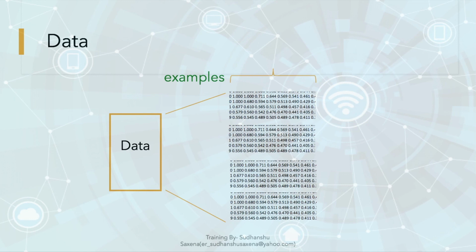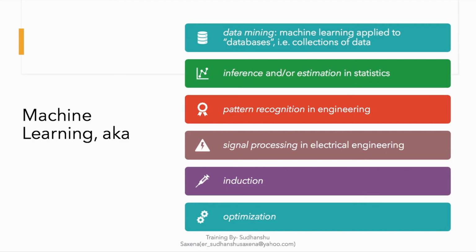Now, machine learning is being used in many fields. When you're collecting data, you call it data mining. In statistics, you call it inference or estimation. In engineering, you call it pattern recognition. In electrical engineering, you call it signal processing or induction or optimization. There are various names for machine learning algorithms, however they're doing similar kinds of things. So I hope you understand what machine learning is, and you've got a clear-cut idea that machine learning is a branch of artificial intelligence which is concerned with the construction and study of systems which can learn from data. And this is how we make our machine understand what is what. Be it text, voice, a picture, an image, or any Excel sheet or text data, the machine learns in the same way.